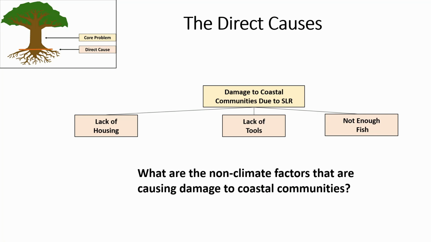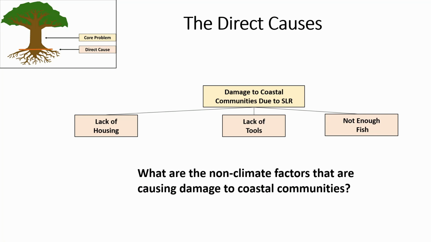So for example, look at lack of housing. Let's test the logic here. If we have a lack of housing, will that lead to damage to coastal communities due to sea level rise? Well, maybe and maybe not, but there's not a direct connection between lack of housing and the damage to coastal communities. Same thing with lack of tools. A lack of tools does not directly cause damage to coastal communities. It could be that we're talking about planning tools and things like that, but the lack of planning tools by itself does not directly lead to the damage from sea level rise.